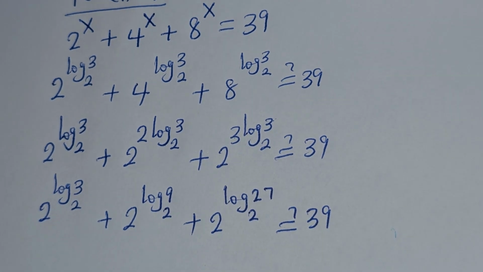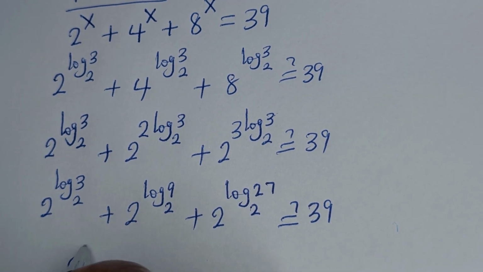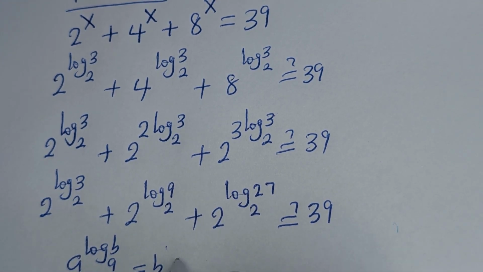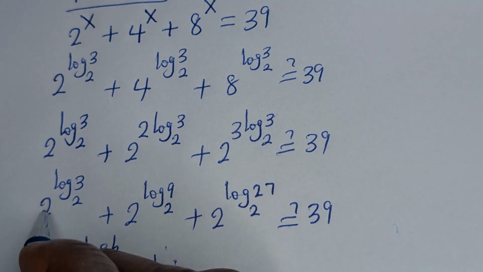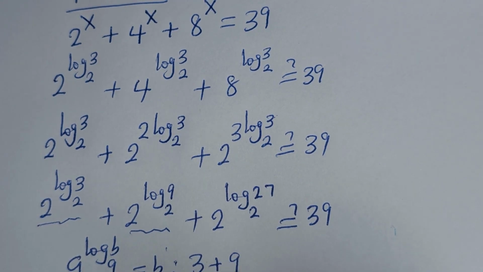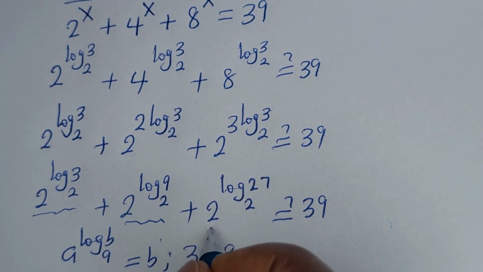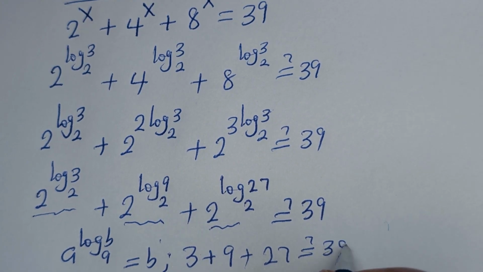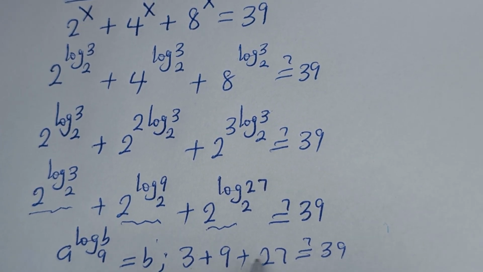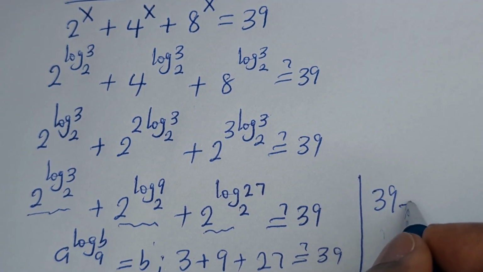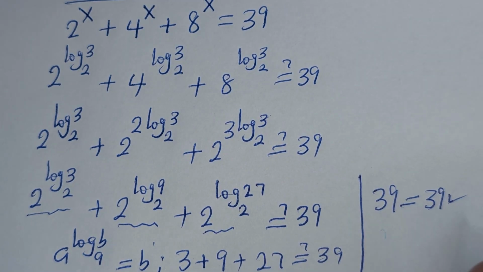Take note of this, that if you have a^(log b base a), this is equal to b. Therefore the whole of this is 3, plus the whole of this is 9, plus the whole of this is 27, must be equal to 39. Then if you add 3 + 9 + 27, we have 39, the left hand side is equal to 39, the right hand side, which is true.